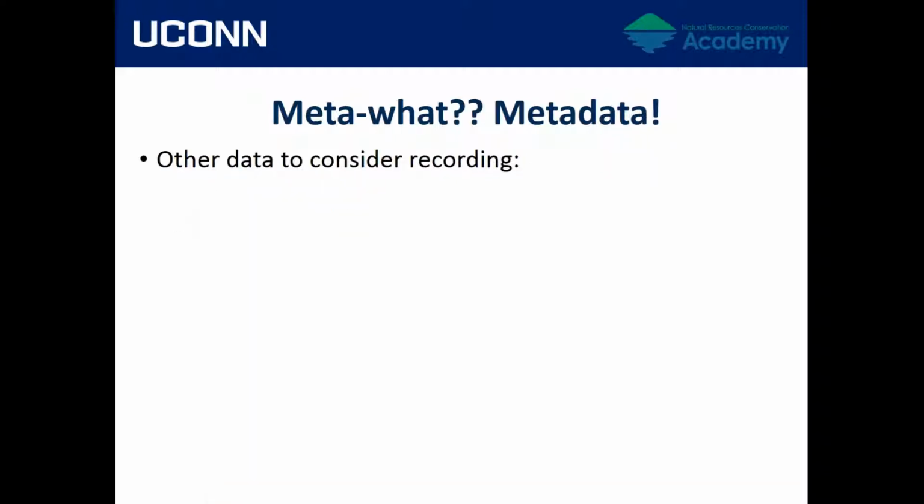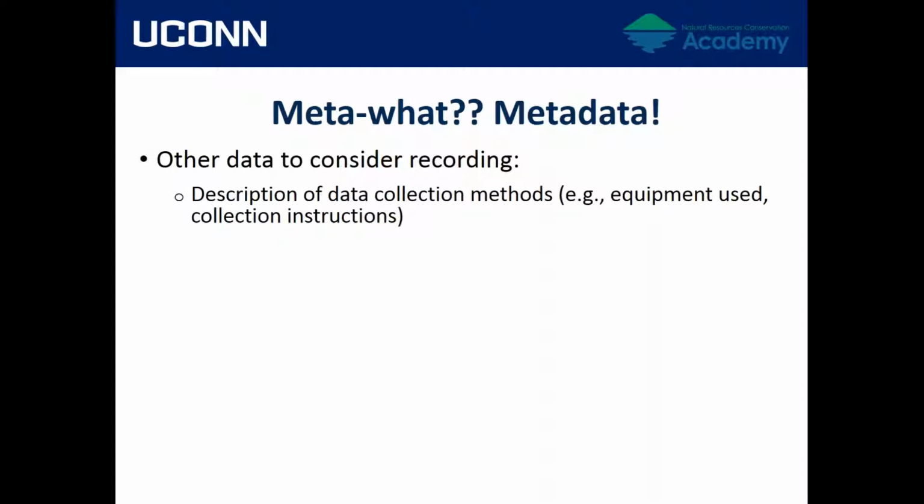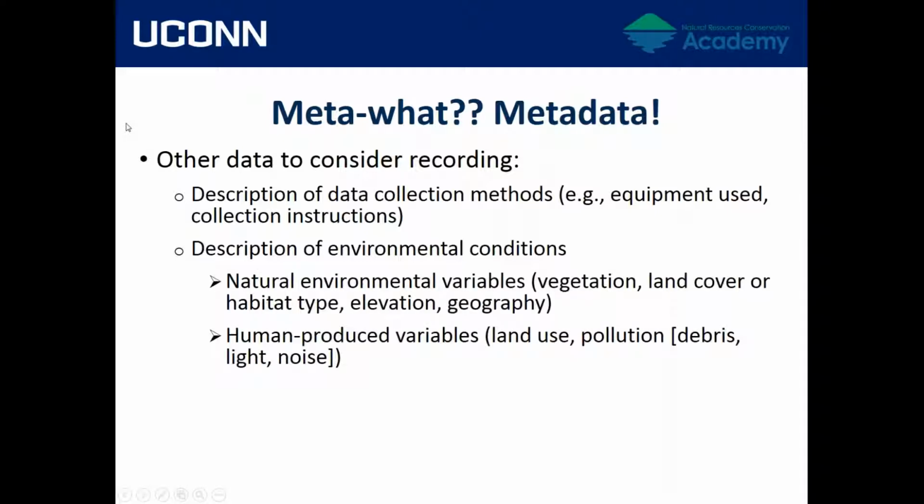Some other things to consider, you might want to create a file for your project that describes your data collection methods. So the equipment you're using, the instructions for how you went about collecting that data. Again, you want to describe environmental conditions. This can go beyond weather. You can describe natural environmental variables like vegetation, land cover, habitat type, elevation.